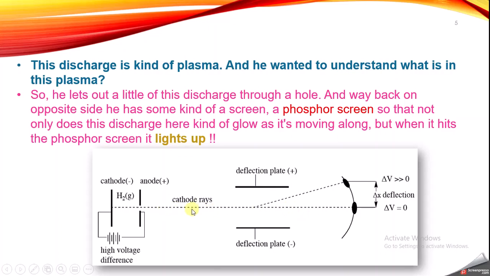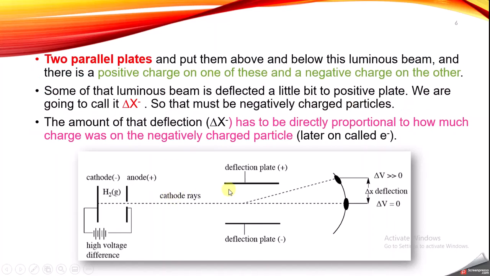He further wanted to understand the nature of the plasma, whether the particles are positively charged or negatively charged. So he made a further modification to this experimental setup. He put two plates above and below the discharge tube, one a positive plate and the other a negative plate. They are called deflection plates because, as we will see, they cause the deflection of the beam or the plasma.